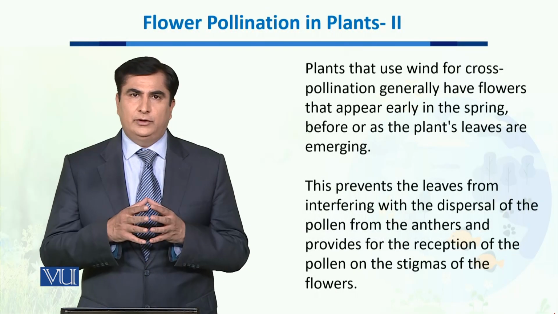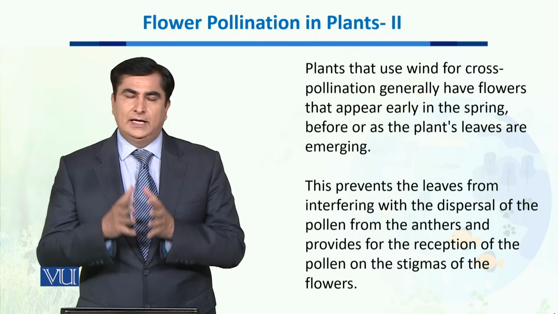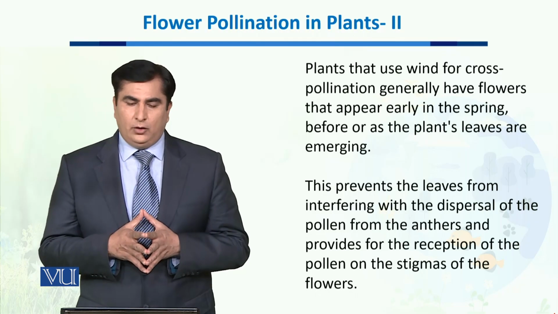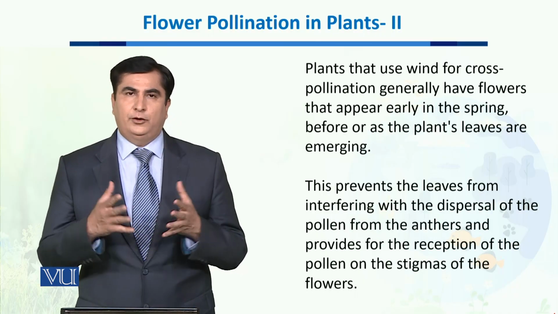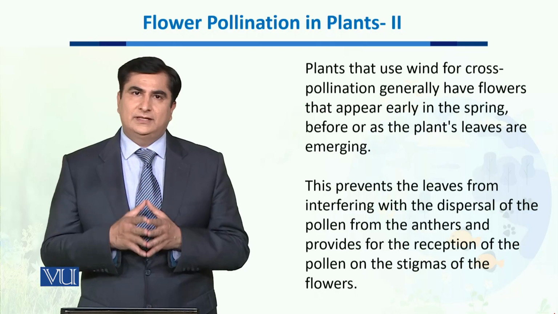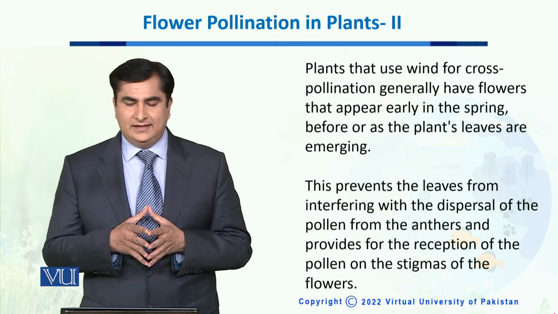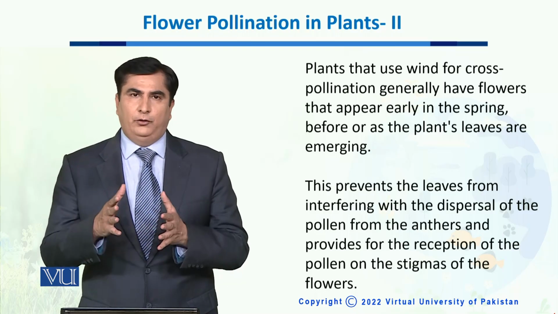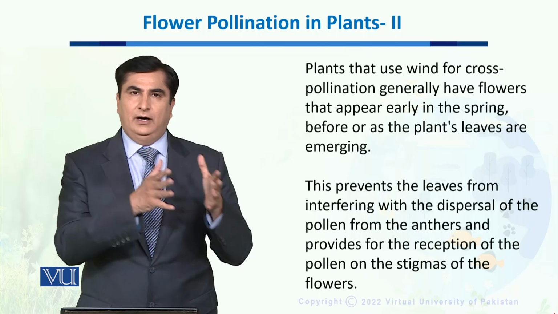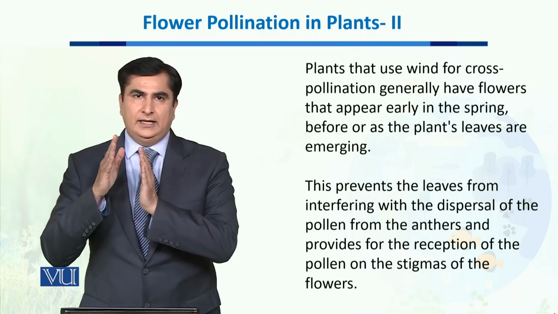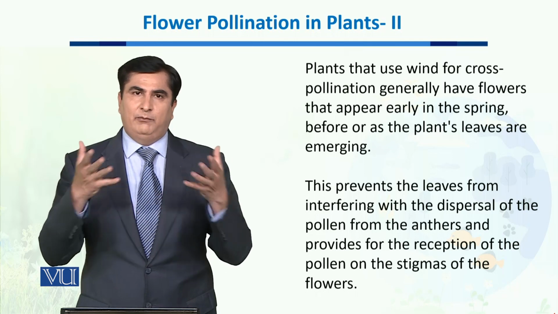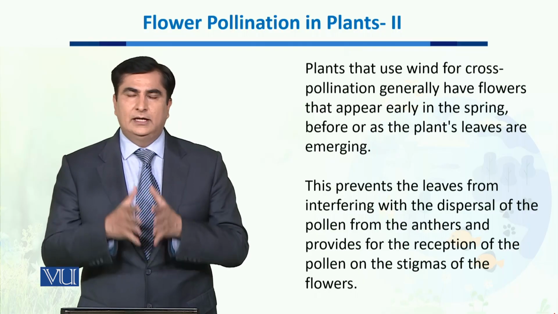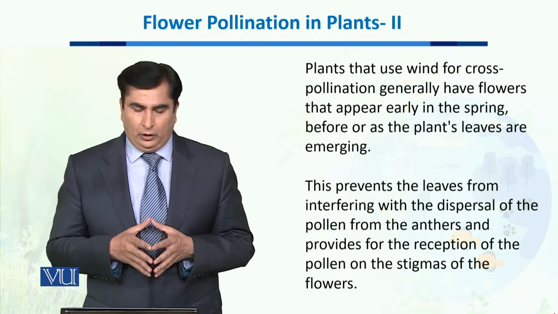Dear students, in this unit, we will talk about some other methods which are used by the flowering plants for their pollination. Now, many plants use wind for cross pollination. Those plants have flowers which appear early in the spring before or as the plant's leaves are emerging. So before the emerging of plant leaves, they develop flowers, and those flowers use the wind or some other methods for pollination.